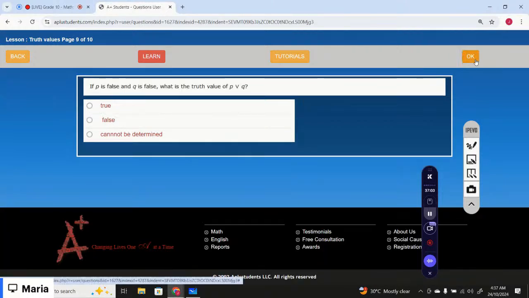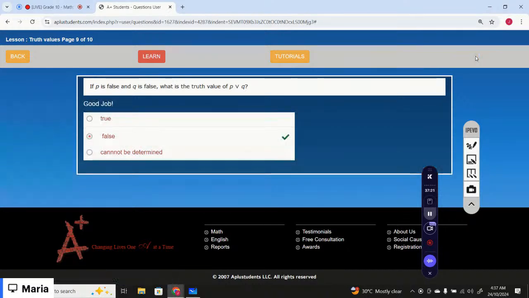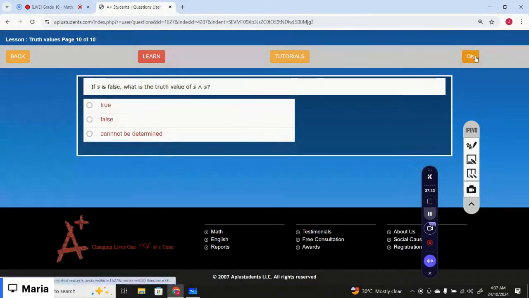If P is false and Q is false, what is the truth value of P or Q? So which is the correct option? It is or, right? And both of them are false. So the answer is also false. The correct option is false. If S is false, what is the truth value of S and S? False and false is also false, right? Okay, we are done with the lesson.